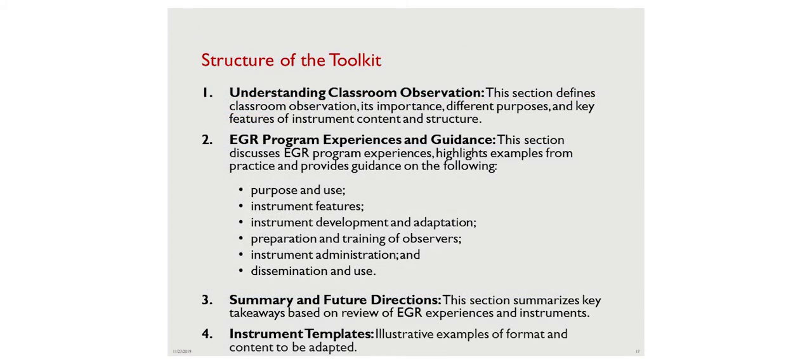As you'll have noticed, the two biggest sections of the toolkit are understanding classroom observation and early grade reading program experiences and guidance. The first section defines classroom observation and goes into detail about its importance, the different purposes I referenced earlier, and key features of content and structure. Then we highlight the real program experiences so many of you shared with us. We highlight examples from practice and we provide guidance on these various categories listed here. Then we close the toolkit with a summary of the key takeaways and a look to the future of classroom observation. And lastly, after a bibliography, we have a series of annexes that provide several instrument templates along with important considerations for each.